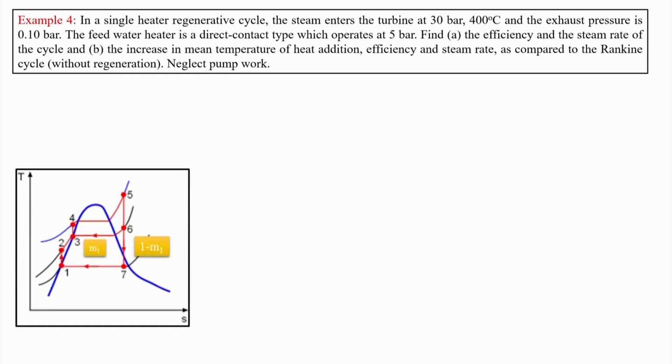Let us feel this would be our possible TS diagram. So in this TS diagram, what are we given? We are given T5, and that is equal to 400 degrees Celsius. We are also given P5 is equal to P4 is equal to P3, and that is 30 bar. And then we are given P1 is equal to P7 is equal to 0.1 bar. So these things are given to us.